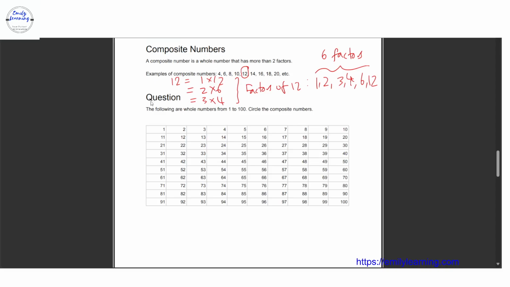Let's take a look at this question. The following are whole numbers from 1 to 100. Circle the composite numbers. So I want you to pause this video and try this question. Once you're done, we'll go through it together.